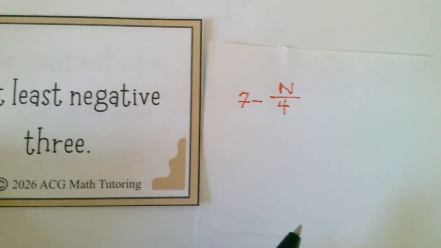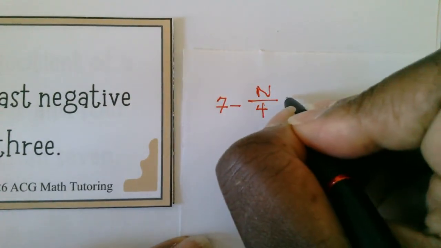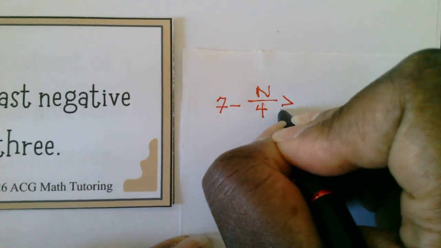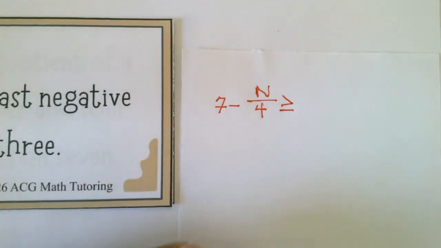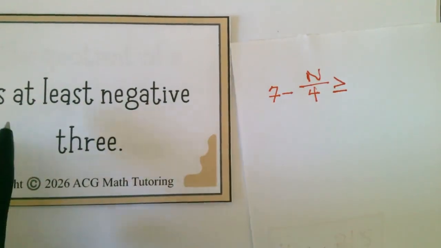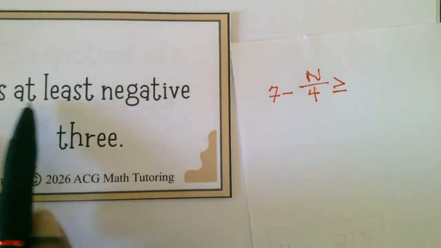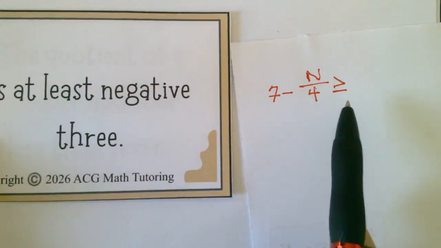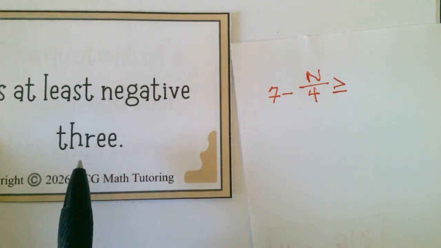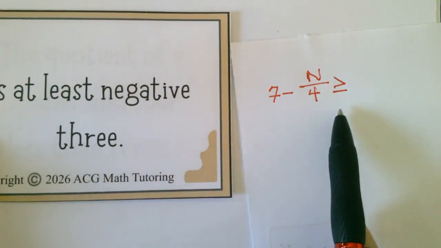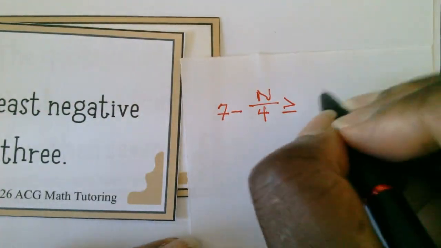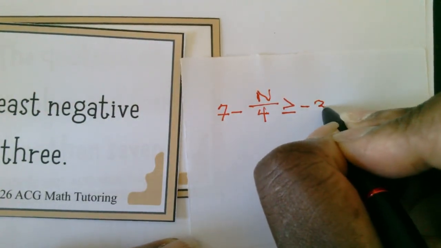So at least is going to be greater than or equal to. So with at least, you always think opposite. When they say least, it's going to be greater than. When they say at most, it'll be less than, but it's always equal to. Equal to what? -3.